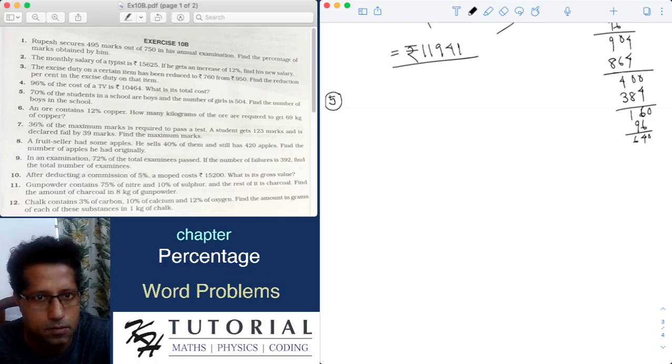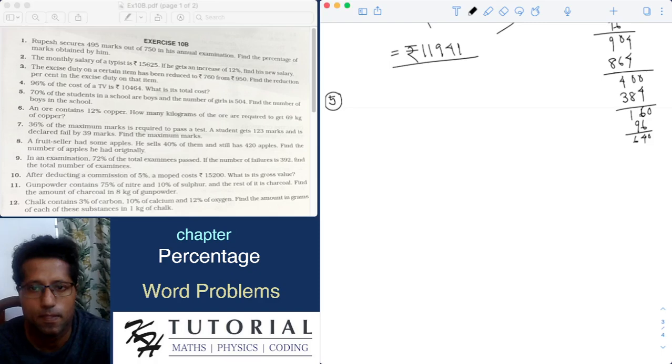How many questions are there? 12 questions. Okay. Question number 5 says 70% of the students in a school are boys and the number of girls is 504. Find the number of boys in the school.